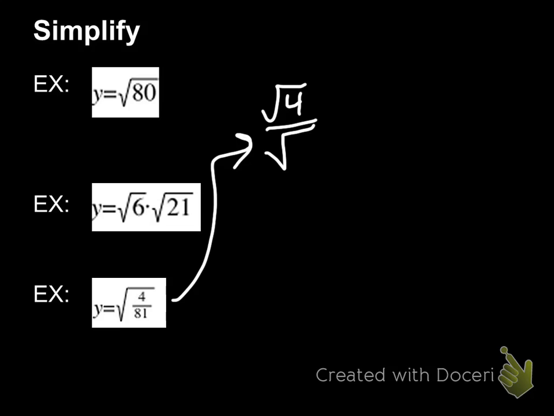So, I can rewrite this as the square root of 4 over the square root of 81. These happen to be perfect squares, conveniently. What is the square root of 4? 2 over 9. 2 ninths. That's so easy. And that's it. So that's where that quotient property is really, really helpful.